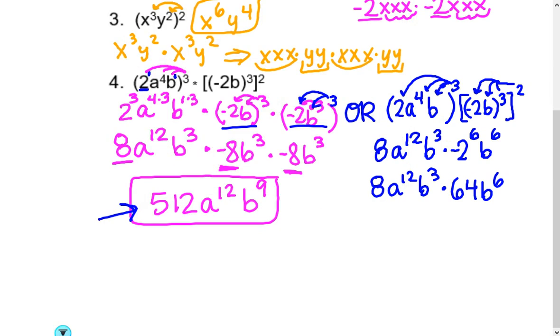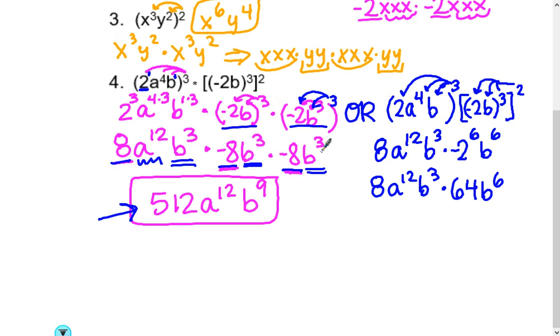So I get -8 b to the 3rd, -8 b to the 3rd, and then I just used my product rule and multiplied everything straight across. 8 times -8 times -8 is 512. My a's didn't have anybody to play with, and then my b's all got multiplied together, and whenever we're multiplying things of the same base, we add their exponents. So I had 3, 6, 9 of those.